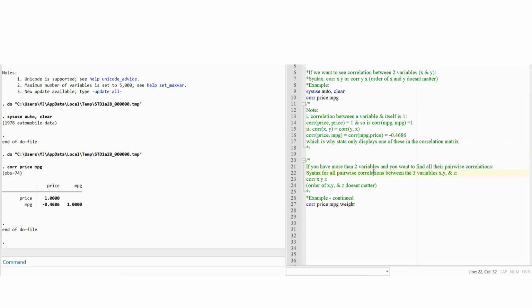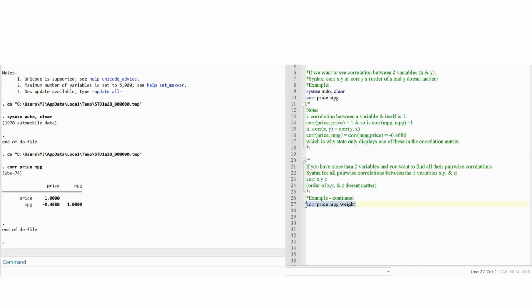Now, what if you have more than two variables and you want to find all the pairwise correlations? If you have three variables x, y, and z, we want to form their correlation matrix, which tells us the correlation between x and y, between x and z, and between y and z. Given more than two variables, we want to find the correlations between any two of them. So we will just do correlation x y z. Again, the order does not matter. You can write it in any order, x z y, z x, and so on.